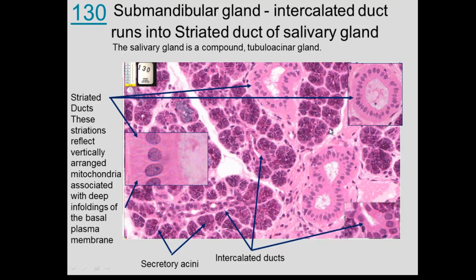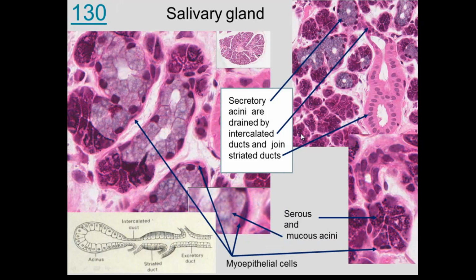Here we can see a striated duct, and you can see the mitochondria have lined up there. The infolding of the plasma membrane lining up on the mitochondria has made these striated ducts visible. Salivary glands are a compound tubular acinar gland. So these are acini, but they also have a tubular component to them as well.